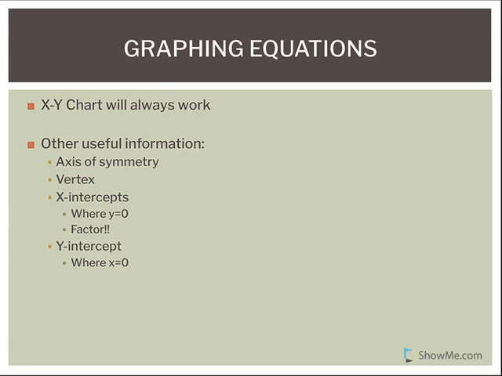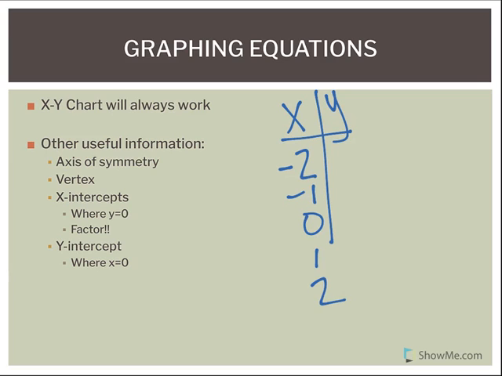All right, so how do we go ahead and graph these? Well, we can always do an XY chart. We can plug in values for x and then get out values for y. That's always going to work. That works for every graph, every equation you could ever come up with. However, there is going to be some other useful information that we're going to talk about. Our axis of symmetry: how can we find the line that we just talked about? Also, using that to find our vertex. Intercepts are also easy things to help us graph. So these are things we're going to talk about this chapter as we go along.